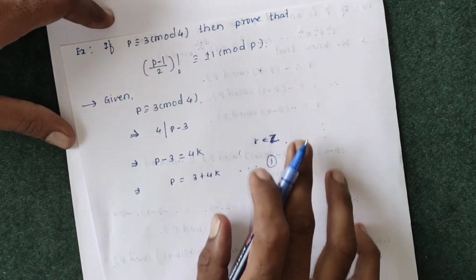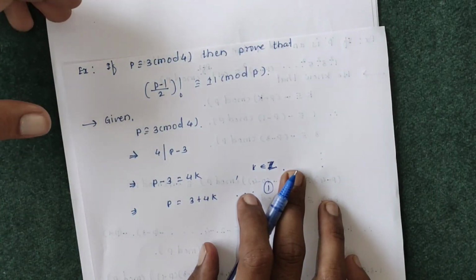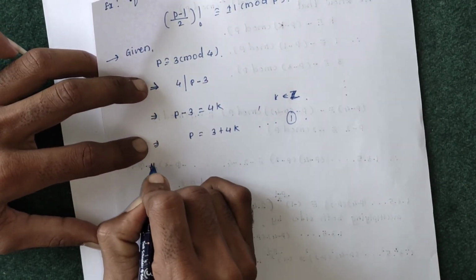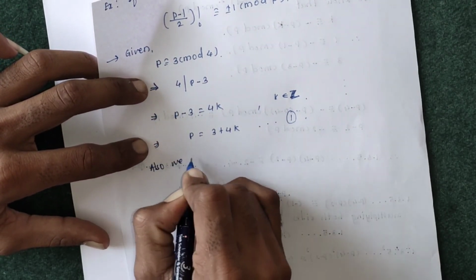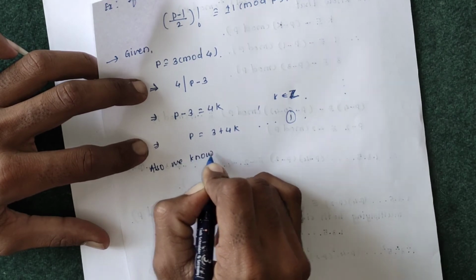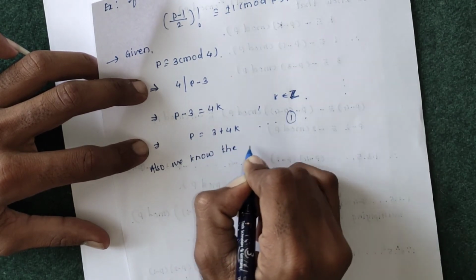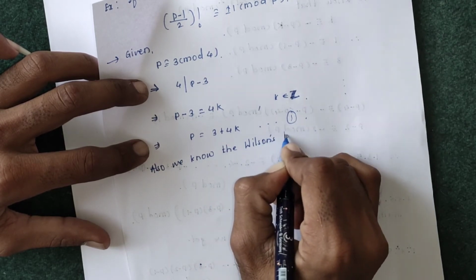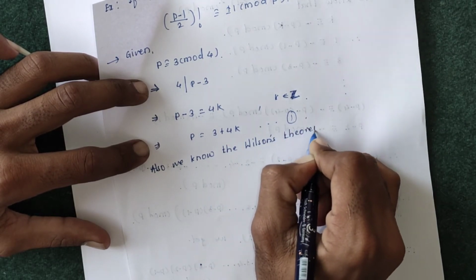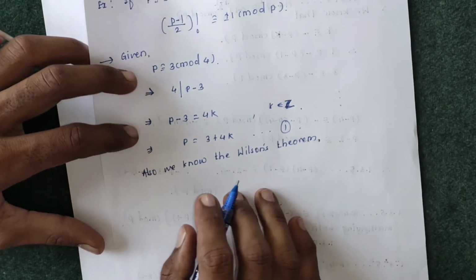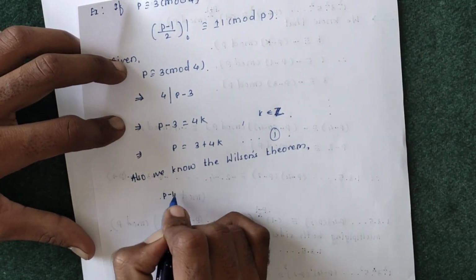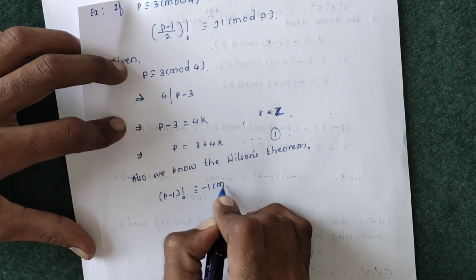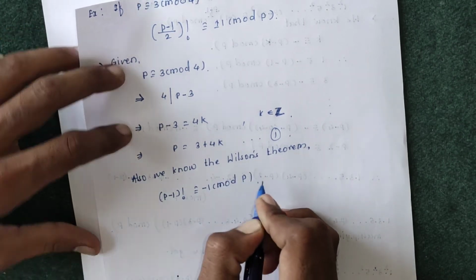Now, we are given p is a prime number. So, we can use Wilson's theorem. Also, we know the Wilson's theorem, that is, p minus 1 factorial is congruent to minus 1 mod p.